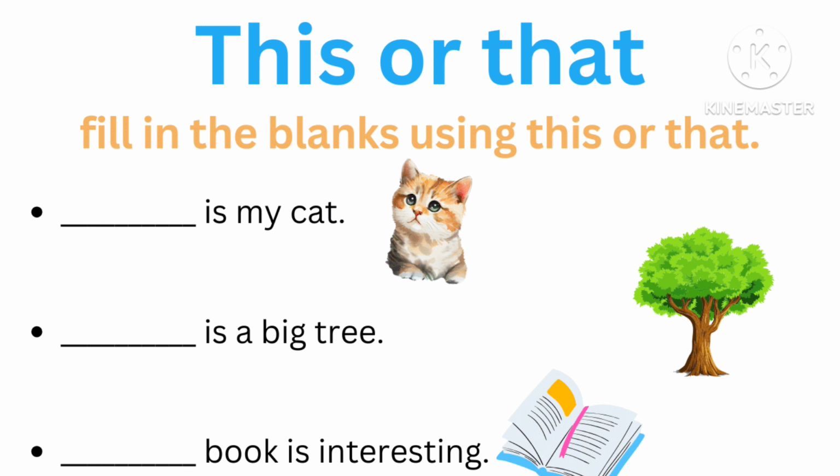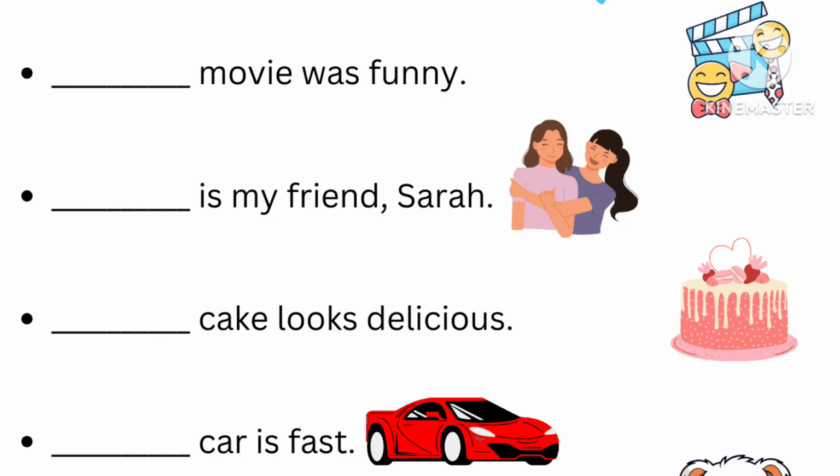Next is, dash book is interesting. The book is near, so we will write this book is interesting. Next is, dash movie was funny. The movie is far, so we will write that movie was funny.